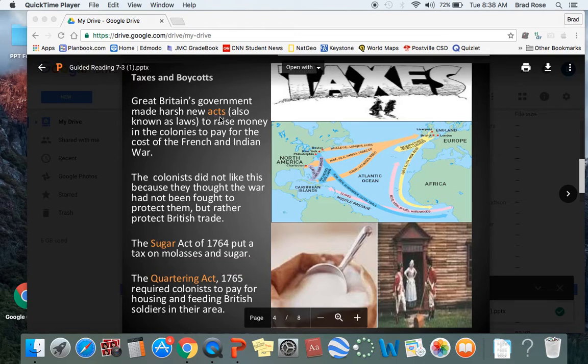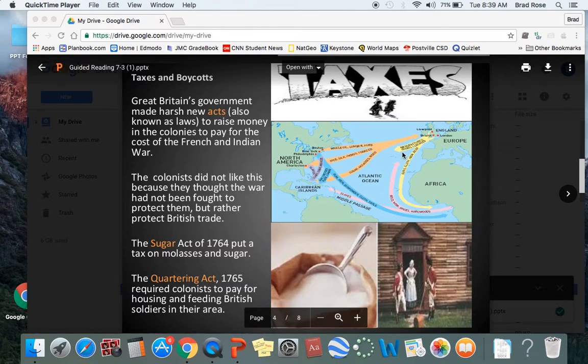These new taxes were called acts, and again, they were to raise money for the French and Indian War. The colonists did not like this because they thought the war was not fought for them, but more to protect British trade. The first major act that was passed was the Sugar Act of 1764 that put a tax on molasses and sugar. And that was very key to the colonies because the colonies were in business with this sugar trade from other foreign countries.